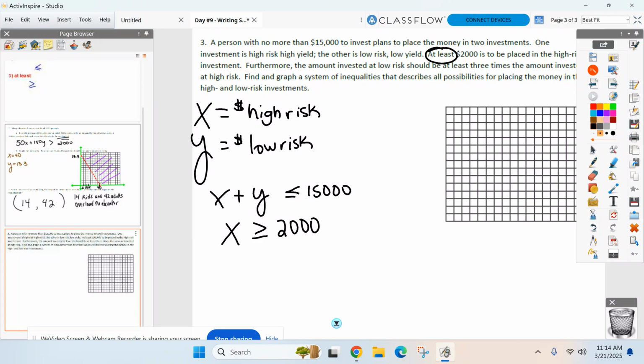And then the final one, because this is going to be a 3 inequality one. The amount invested at low risk. What did I call that? Y. It should be at least, there's that at least again. What symbol do we put down? Greater than or equal to 3 times the high risk. 3X. What's high risk? X.